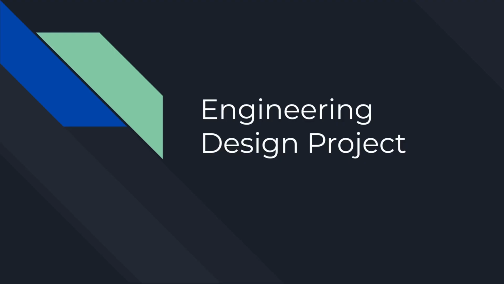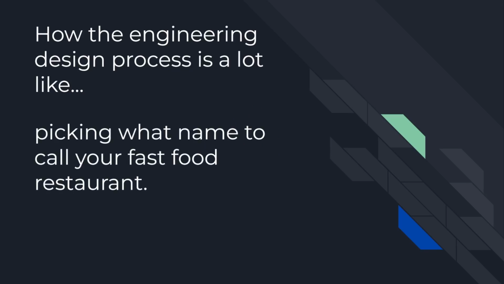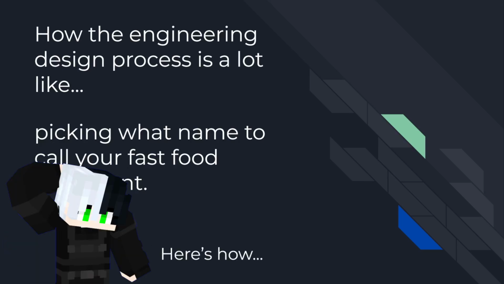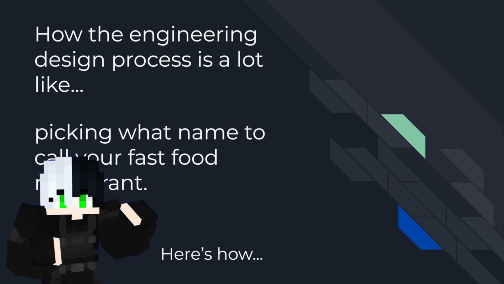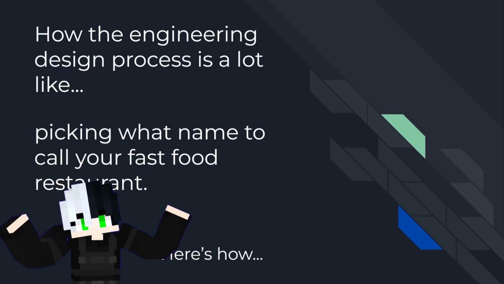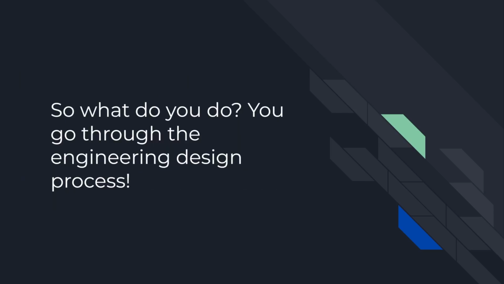Engineering design process. How the engineering design process is a lot like picking what name to call your fast food restaurant. Here's how. And I will say now, this is specifically around chicken, because I love chicken and I was really into eating only chicken. So it would say fast food chicken restaurant, whatever. Imagine this scenario. You're just starting a fast food business and you don't know what to call it. You need to find a name that works and people will like and say, hey, that's pretty good. Let's go eat there.